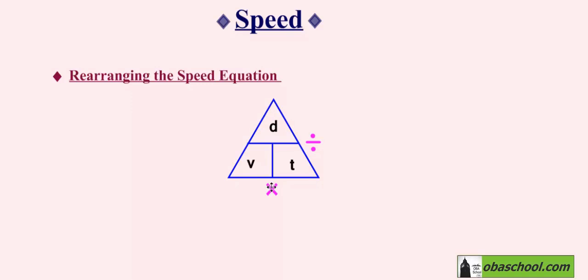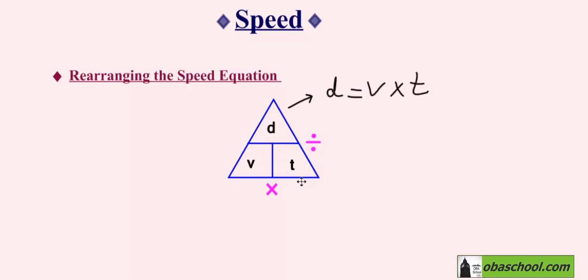Rearranging the speed equation, the easiest way to be able to calculate other components in the speed equation is the triangle method. We call this the speed triangle. It has three parts. This line represents division and the other line represents multiplication. We put the components of the speed equation v, d, and t.